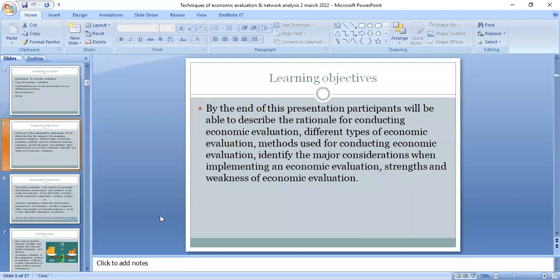By the end of this presentation, participants will be able to describe the rationale for conducting economic evaluation, different types of economic evaluation, methods used for conducting economic evaluation, identify the major considerations when implementing an economic evaluation, and its strengths and weaknesses.